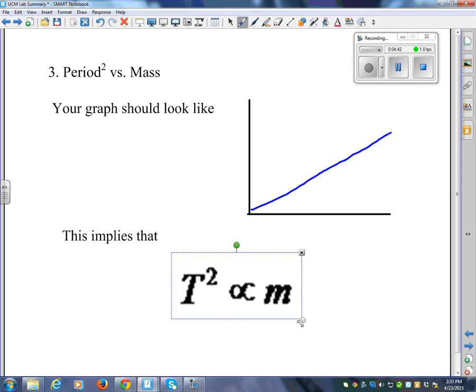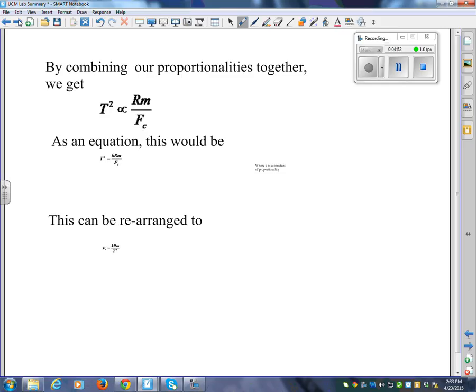I know what they're supposed to look like. You got a straight line. You would have, right? Ish. Some of you would have been straighter than others, but more or less you get that kind of thing. Okay. By combining our proportionalities together, we had 3 separate ones. I'm going to get T squared is proportional to R M over FC. All I did was combine those three proportionality statements together.